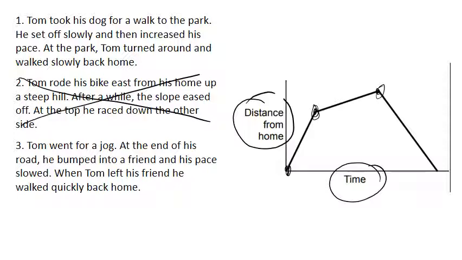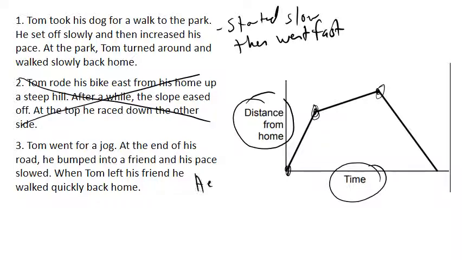Tom went for a jog. At the end of the road, he bumped into a friend and his pace slowed. When Tom left his friend, he walked quickly back home. So this is probably a pretty good situation. The only difference is in 1, he started slow and then went fast, whereas in 3, he started fast and then went slow.